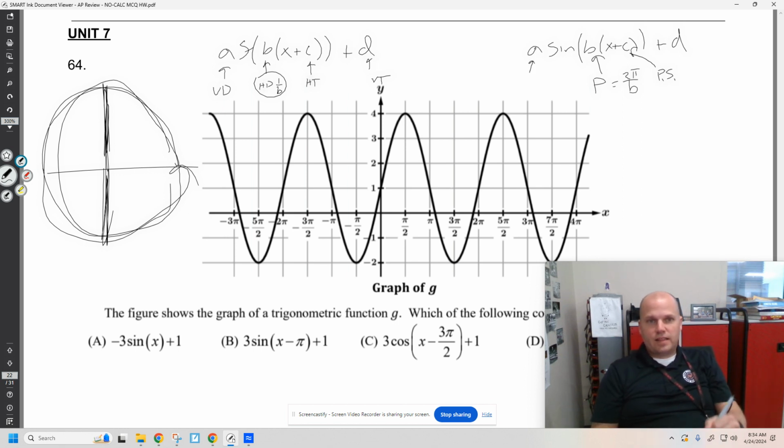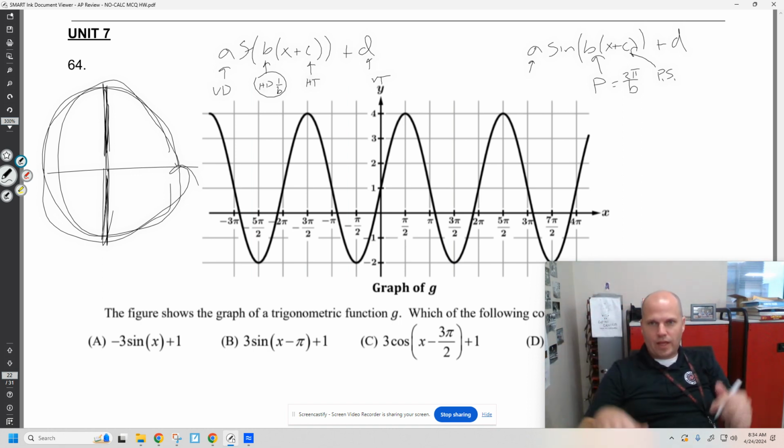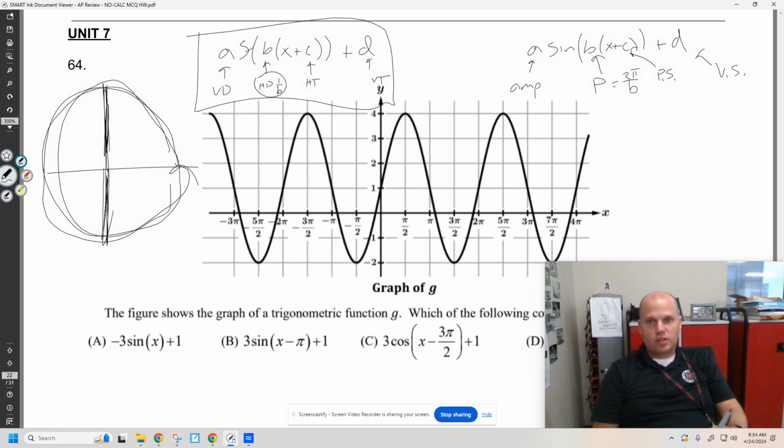We understand that a vertical dilation with a trig graph will affect the ups and downs. We call that an amplitude. A is going to affect the amplitude. And then d is going to be a vertical shift. So if you understand this, you understand this. It's not extra stuff to remember, given the fact that things start repeating at 2 pi, typically.